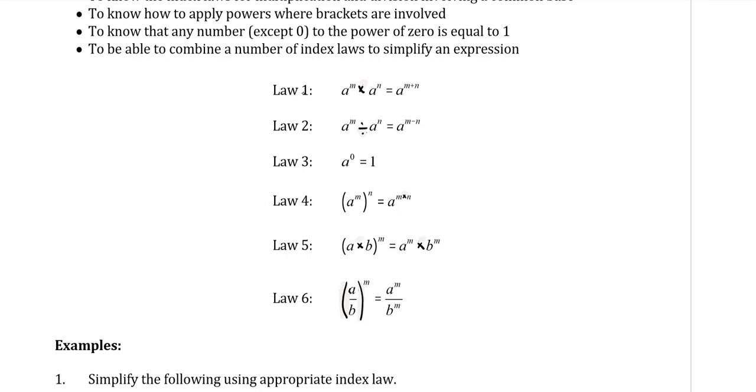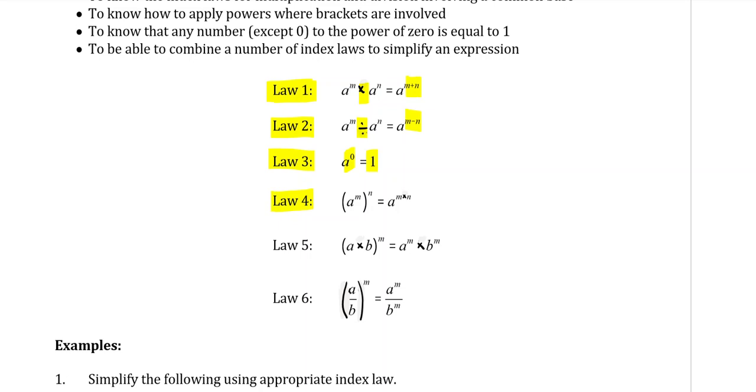Law number 1 says that if you are multiplying things with the same bases, you add the powers. Law number 2 says if you are dividing things with the same bases, then you subtract the powers. Law number 3 says that anything to the power of 0 is equal to 1.